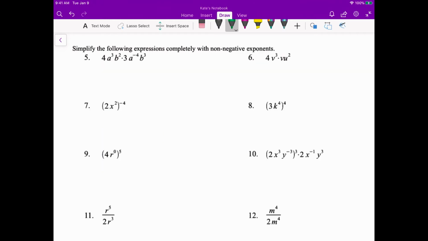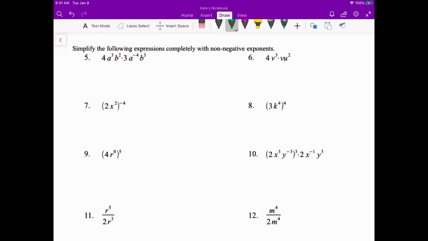Okay, so the rest of this is just simplifying the following expressions completely with non-negative exponents. So all of the exponents need to be positive, and we're just going to use our properties of exponents. I'm going to start with number 5. So I'm just multiplying here. When you multiply things with exponents, you add the exponents together.